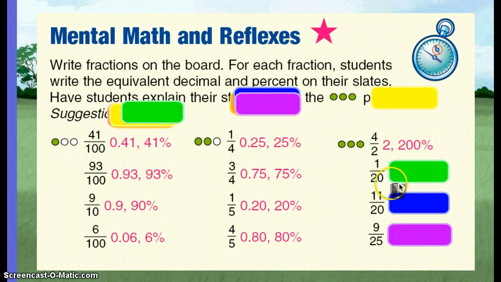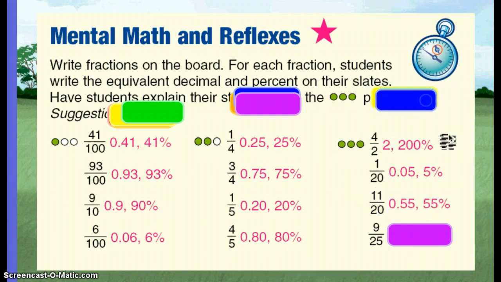1/20th, well, 1/20th of a dollar would be a nickel, so 0.05 or 5%. 11/20ths, well, that'd be that nickel multiplied by 11, so that'd be 0.55 or 55%. And 9/25ths, well, if it's 25, we'd have to multiply that by 4 to get to 100, so 9 times 4 is 36, so 0.36 or 36 hundredths.